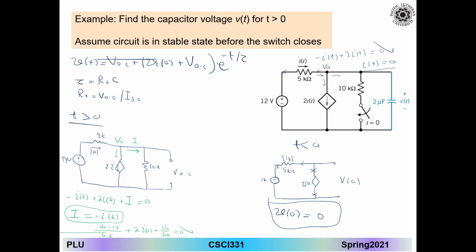Professor, instead of the VO over 10K, couldn't we just write negative I of t because that's the current going out? Which part? Where you have VO over 10 kiloohms? Yes. Isn't that the same as just I, which is negative I of t? Yes. It is the same. Because this part, basically, this one is the I. This one is the I, this one.